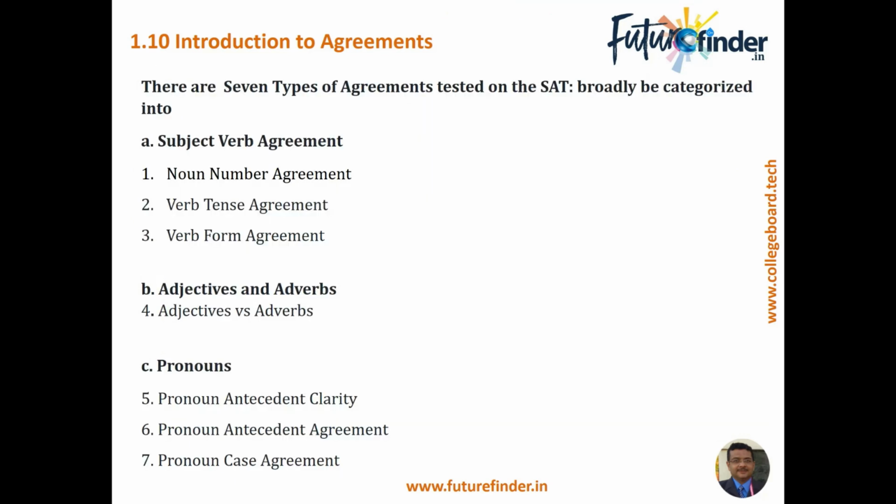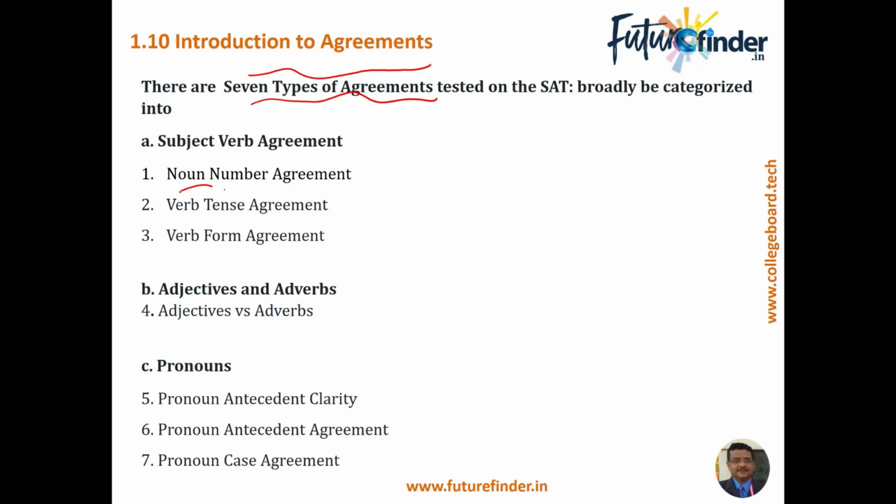So the basic agreements on the SAT would look something like this. There are 7 types of agreements which the SAT tests you for, right? These are the basic ones. Obviously, we will do each one of those in detail in the lectures to come.